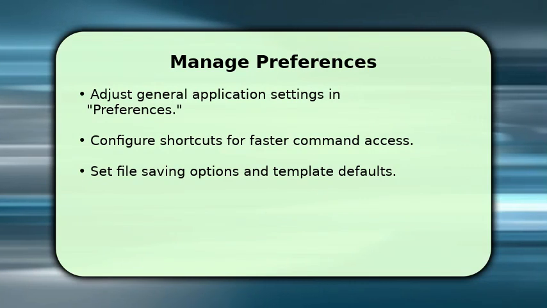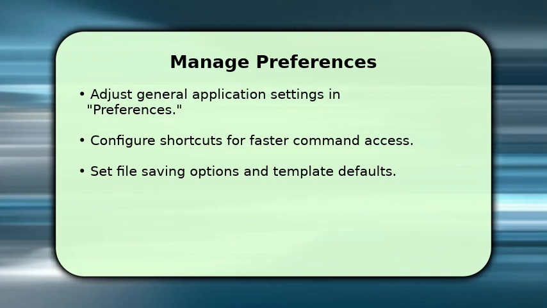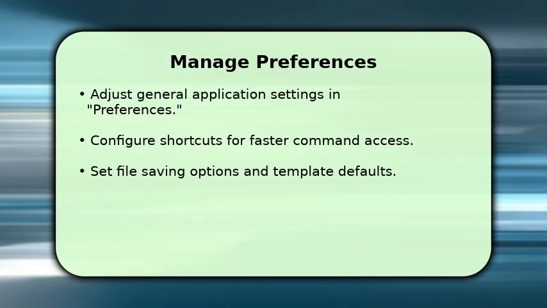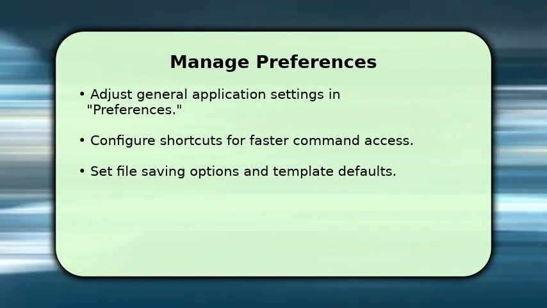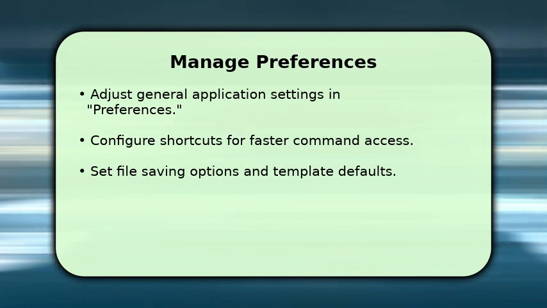Now, let's fine-tune your SketchUp environment through the Preferences menu. Access this by going to Window, then Preferences. Here, you can adjust various application settings, including OpenGL performance and drawing styles. A key area to explore is Shortcuts, where you can assign custom keyboard commands to your most used tools, significantly speeding up your design process. Also, remember to set your preferred file saving options and default templates for new projects.